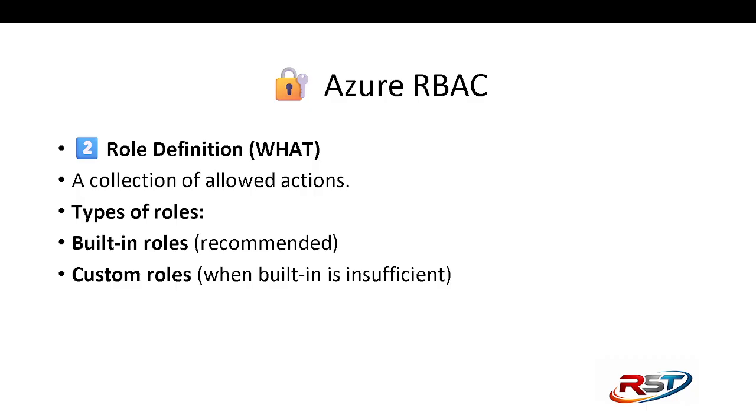And role definition. What authorization we have to give? A collection of allowed actions. So what are the actions we have to provide? That is the role definition. Types of roles: built-in roles, which are always recommended, and custom roles. When a built-in role is not sufficient, we create a custom role and assign that role to users or groups or service principals or managed identities. So like that we assign.